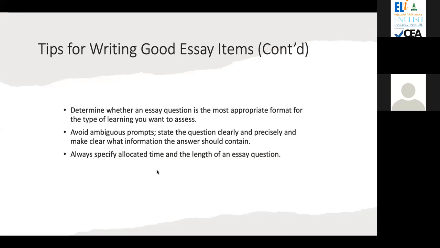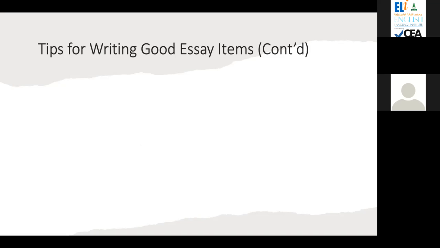And it's important to specify the allocated time and the length of an essay question. This is another important feature: time, for example, will it be 60 minutes or 70 minutes? And the length will be the number of words required in that particular essay, 250 or 300 or in between that. It depends on the context as specific as it can be. So these are important ingredients or features that should be there while we are designing.